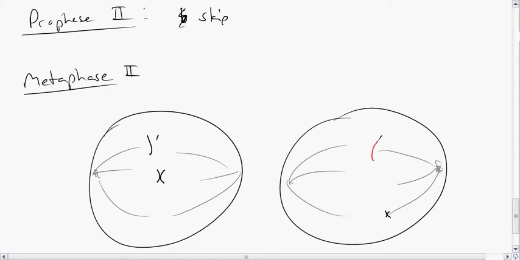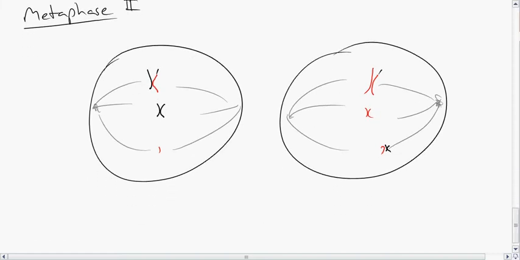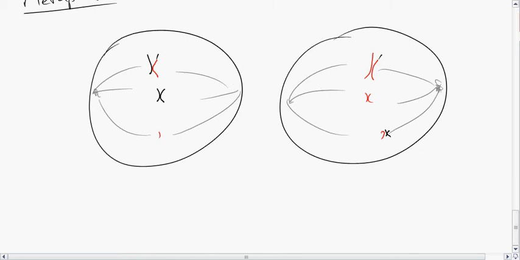So I'm just drawing the chromosomes lining up in the middle. Okay, and this is really just like mitosis. So the next step is going to be anaphase 2. Ta-da!